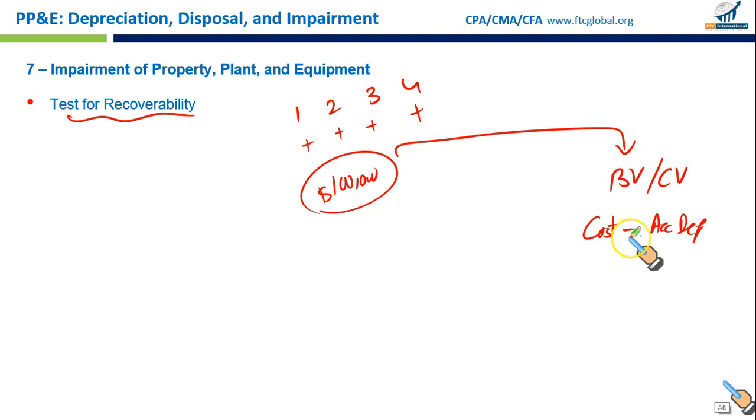Conversely, if your book value or the carrying value is, let's say, $80,000, but the undiscounted future cash flows are $100,000, more than the book value, then there is no impairment, we do nothing. So let us see it in detail through a proper flow chart.